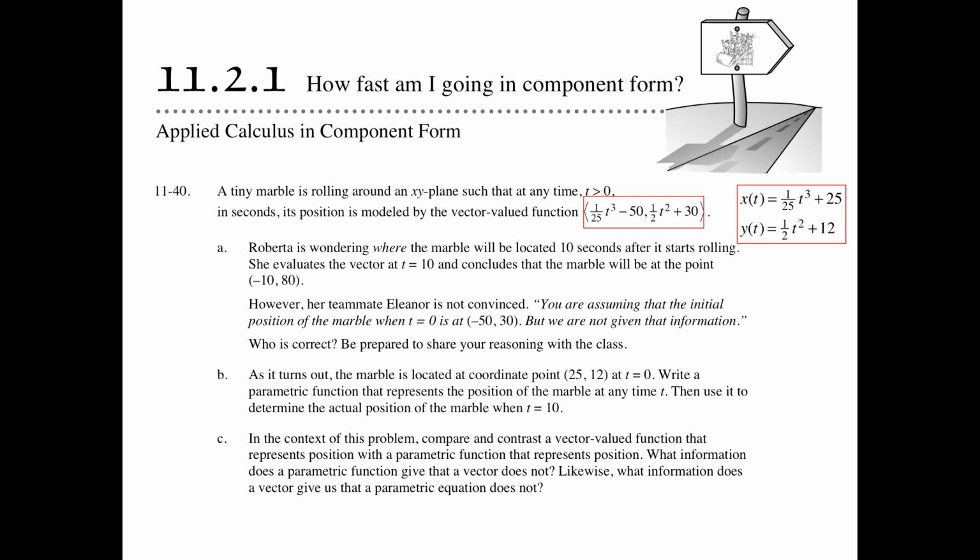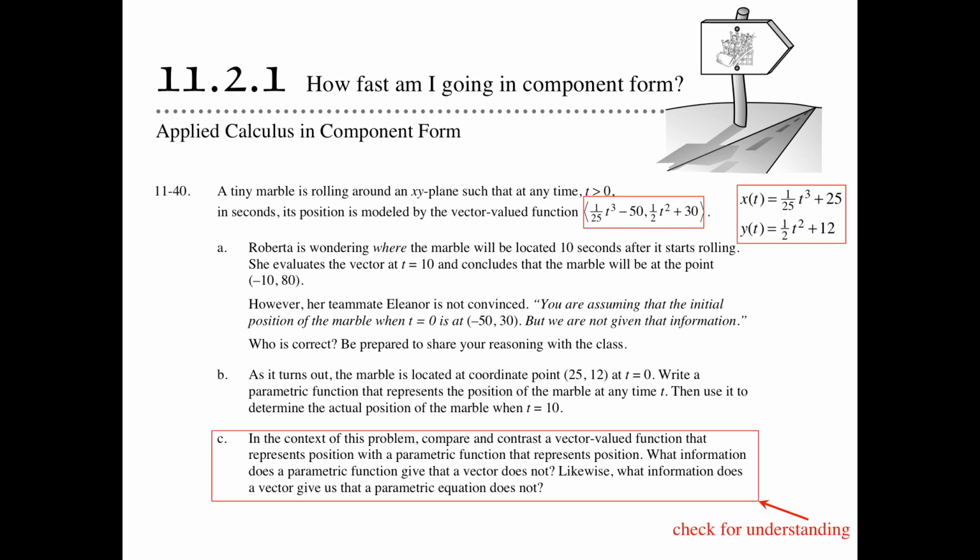Now, as you circulate, check in with each study team about how they answered Part C of Problem 11-40, which asks, what information does a parametric function give that a vector does not? After completing this problem, your team should be able to explain to you that initial position can be found by evaluating the parametric equation at the parameter t equals 0. But if they were to evaluate a position vector at t equals 0, that will not necessarily reveal the initial position. In fact, it doesn't really reveal any physically meaningful information at all.